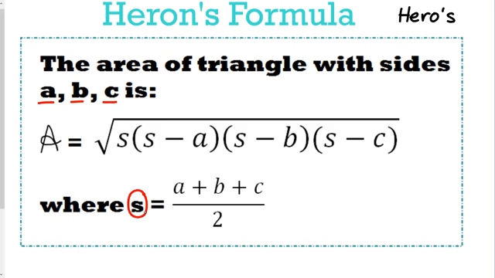Now I would recommend that if that doesn't turn out to be a whole number, leave it as a fraction. It's going to be a lot easier to simplify your work if you have a fraction and not a decimal. So once you have S, you're going to use this area formula, the square root of S times S minus A times S minus B times S minus C. So let's do an example.